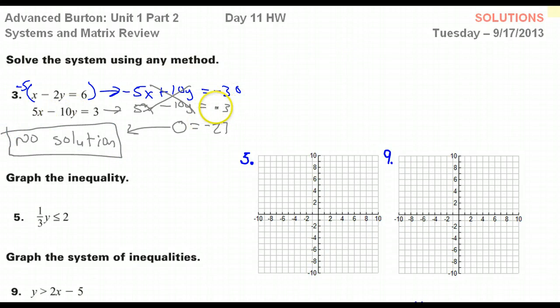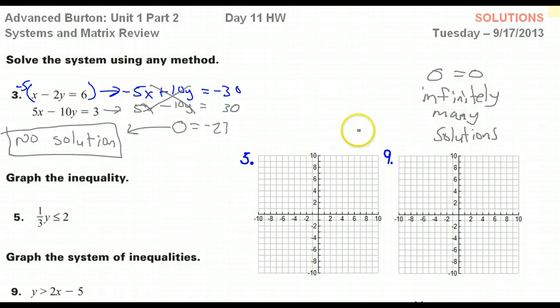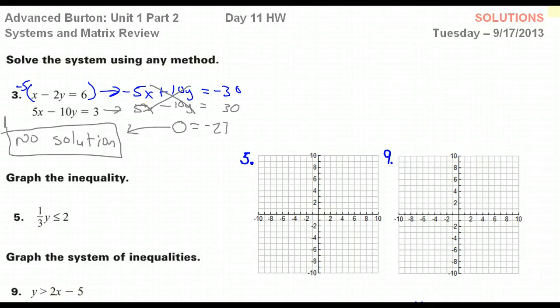But on the other hand, let's say this had turned out to be +30. It wasn't, but what if it had? Then the -30 and the +30 would have canceled out. Then I would have gotten 0 equals 0. This would be your infinitely many solutions. That's not what happened this time, but it could have. So please remember that will still be on the test. Alright, let's move on.